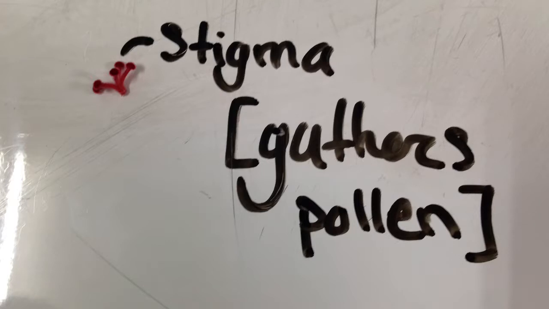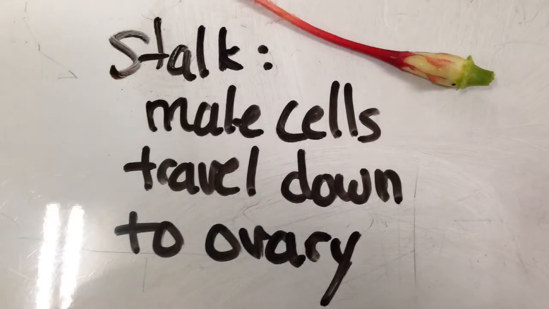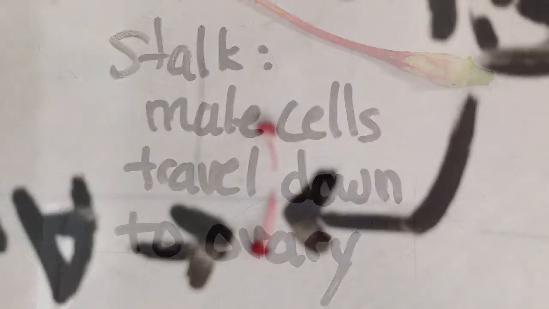The fuzzy red balls at the top of the carpel stalk are called stigma. They gather pollen, which are the male cells. It is the entrance into the ovaries as well. From there, the pollen travels down the style and into the ovaries to fertilize the ovules.